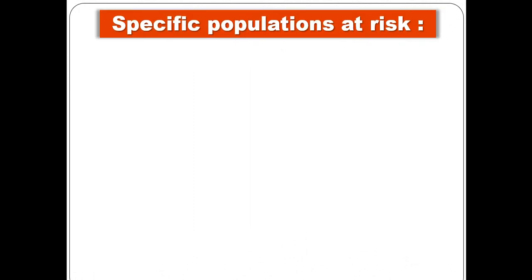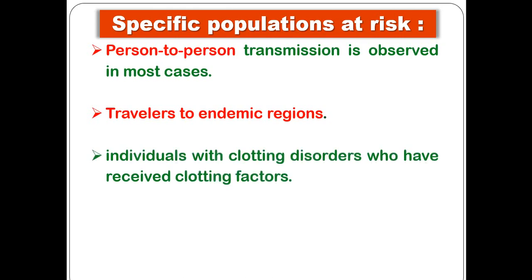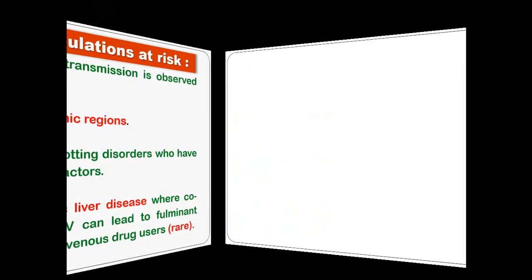Specific populations at risk for developing hepatitis A virus are: person-to-person transmission, observed in most cases, and travelers to endemic regions, regarded as a risk factor, individuals with clotting disorders who have received clotting factors, and those with a history of chronic liver disease, where co-infection with hepatitis A virus can lead to fulminant hepatitis, and of course intravenous drug users, although this is rare.